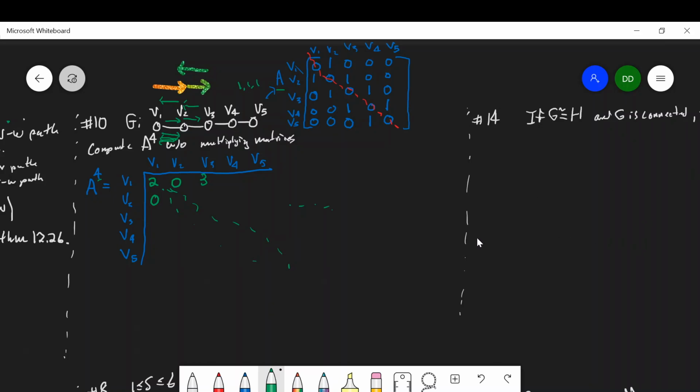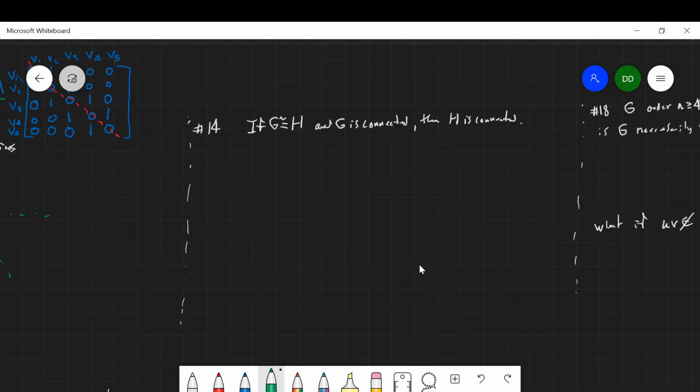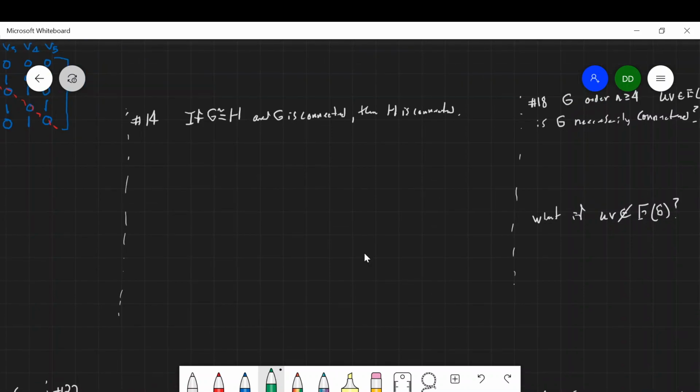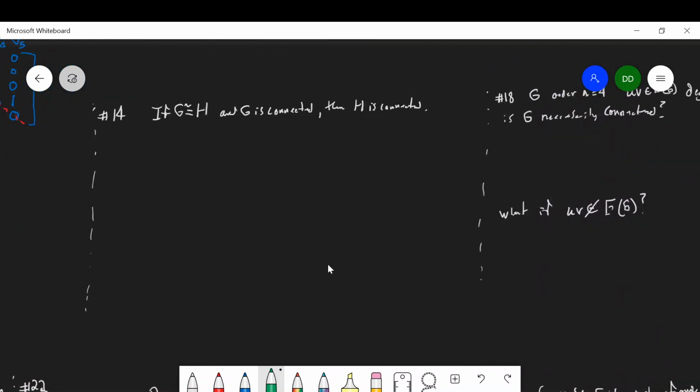All right, let's look at number 14. So this is dealing with isomorphisms and connectedness. So if I have two graphs that are isomorphic, and one of them is connected, does the other one have to be connected? This was actually phrased as a question, but I'm just going to write it here as yes. Yes, if two graphs are isomorphic and one is connected, then the other must be connected.